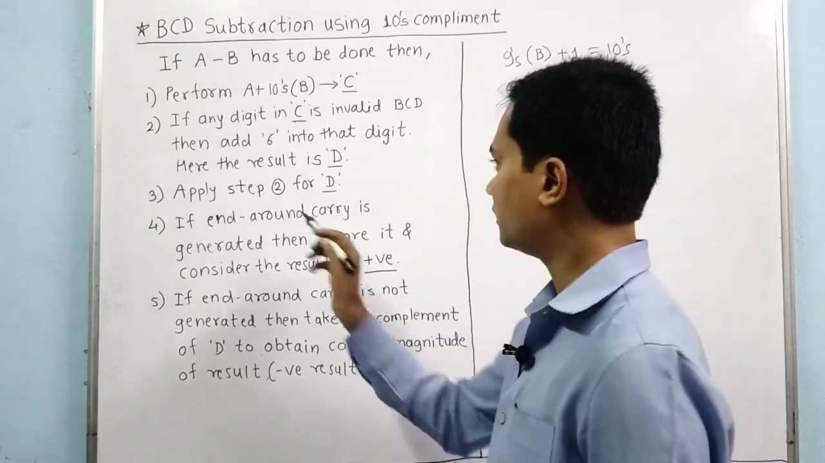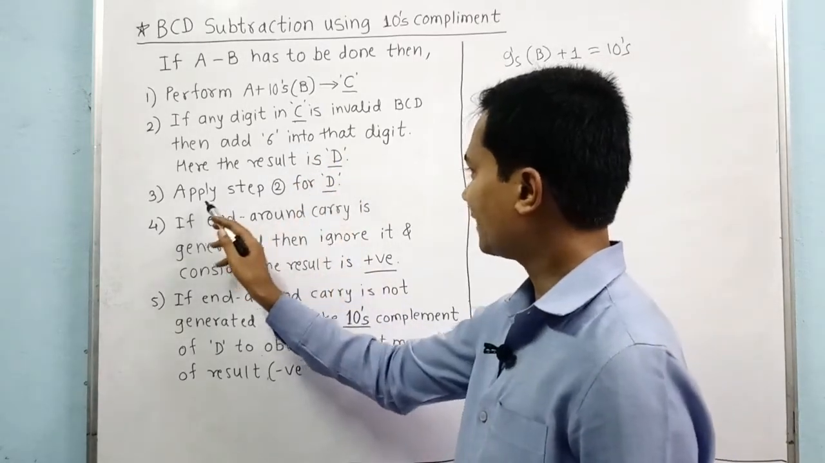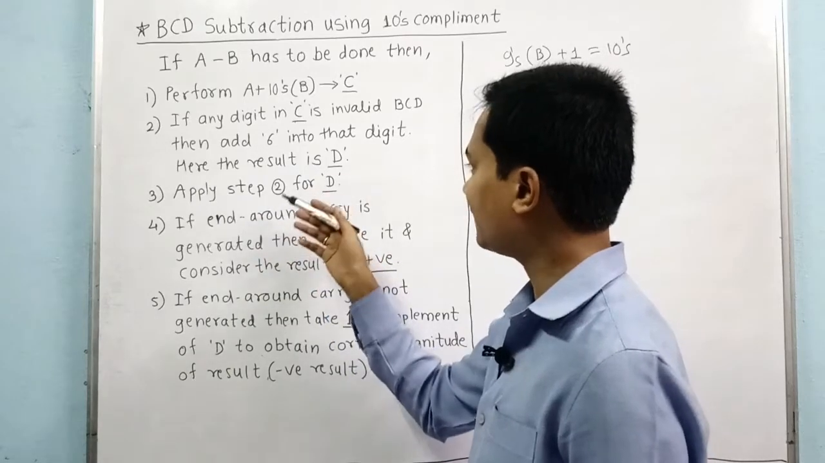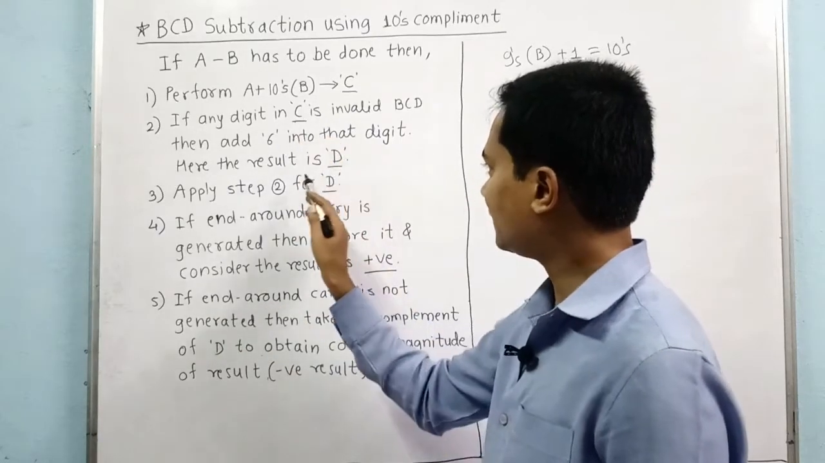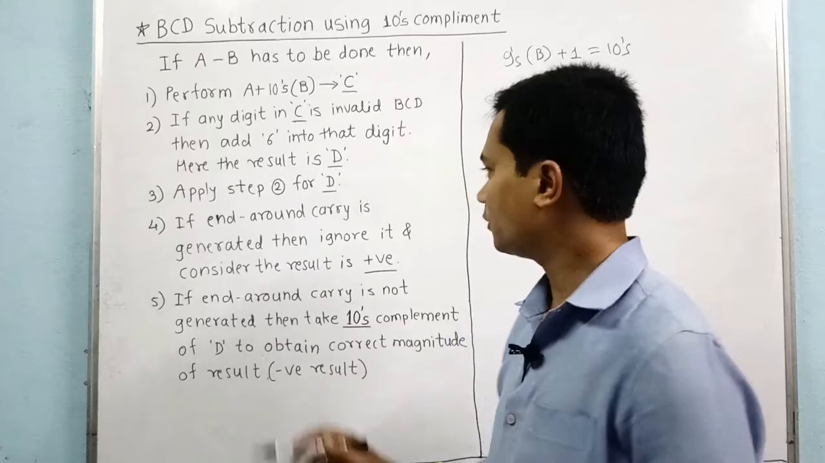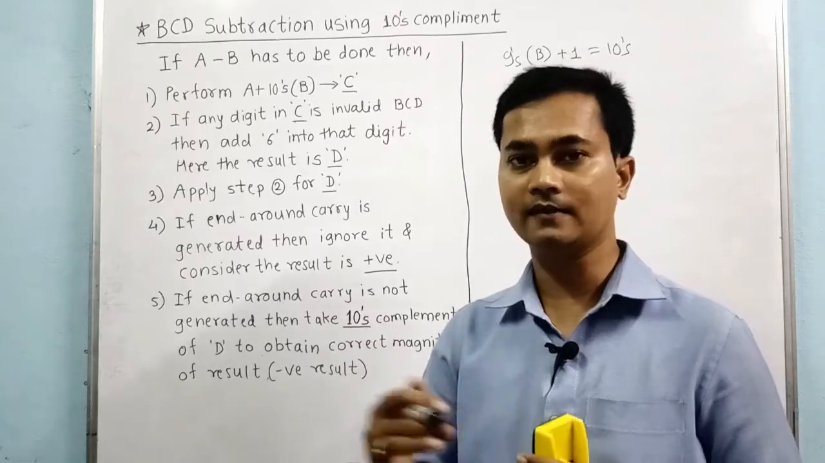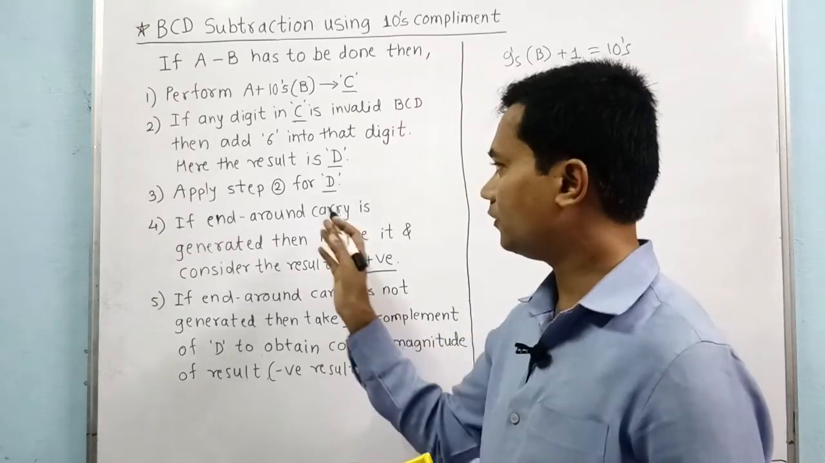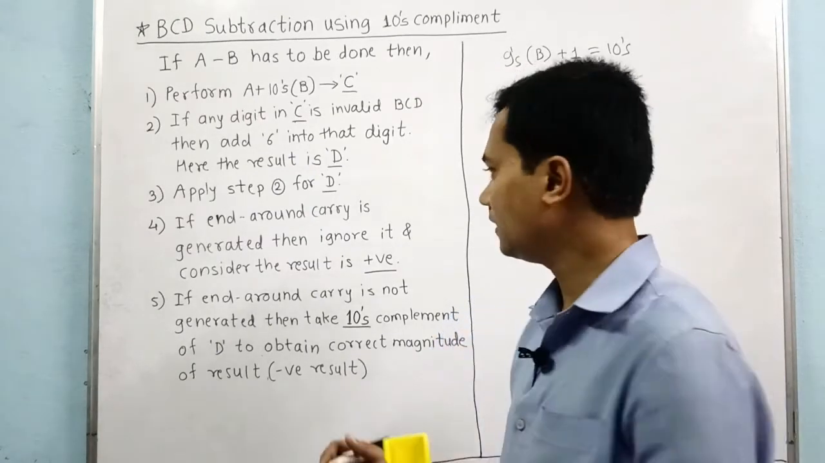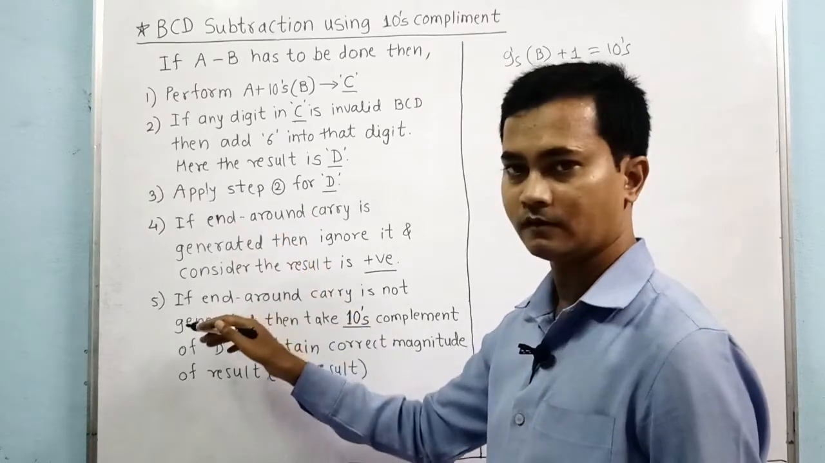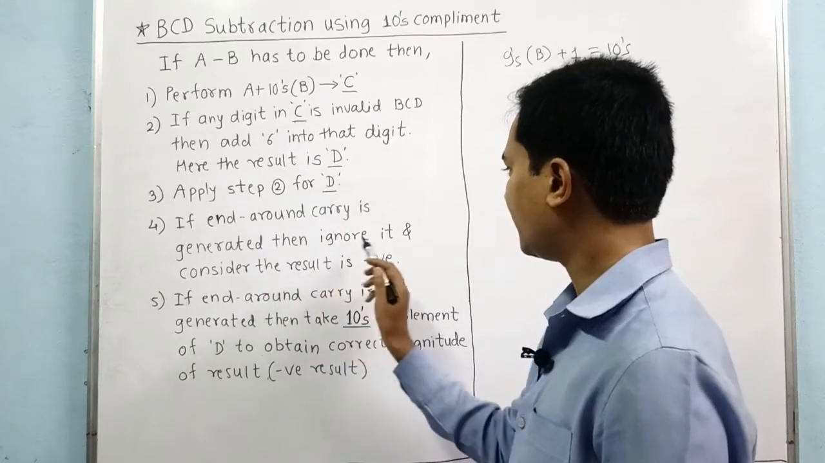Once we add the 6 into the invalid BCD digit, we have to check once again, from the obtained second summation, whether any digit is invalid BCD. If a digit is invalid BCD, then we also have to add 6. If no digit is invalid BCD, then consider that the result. Actually we have two more steps next.